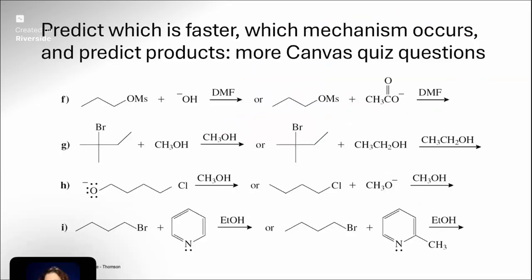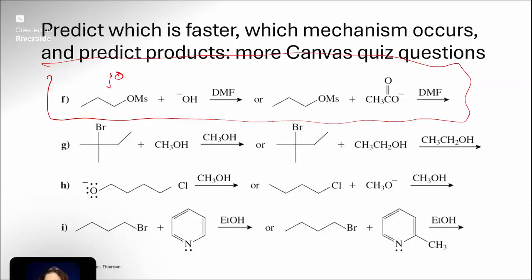Another kind of problem you encounter is to see 2 reactions and say which one occurs faster. To do this, you must first decide whether it goes through an SN1 or SN2 substitution mechanism. So the reaction on the left is a primary alkyl halide. The reaction on the right is an identical primary alkyl halide. You know that the reaction is going to be SN2 because you do not create a stable carbocation. So then we look at the reaction conditions.